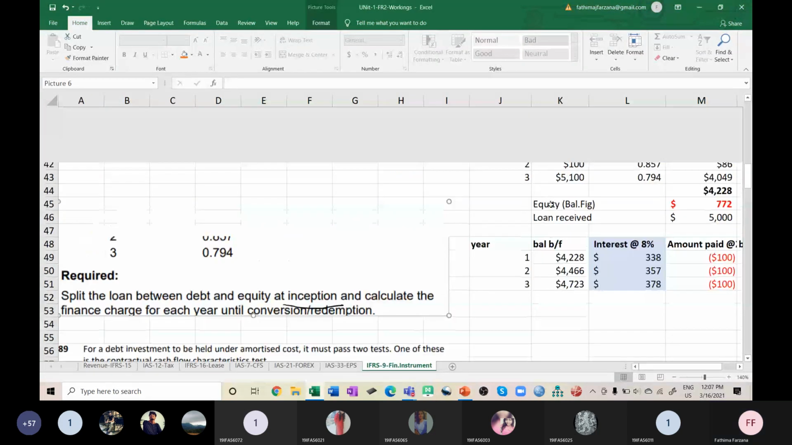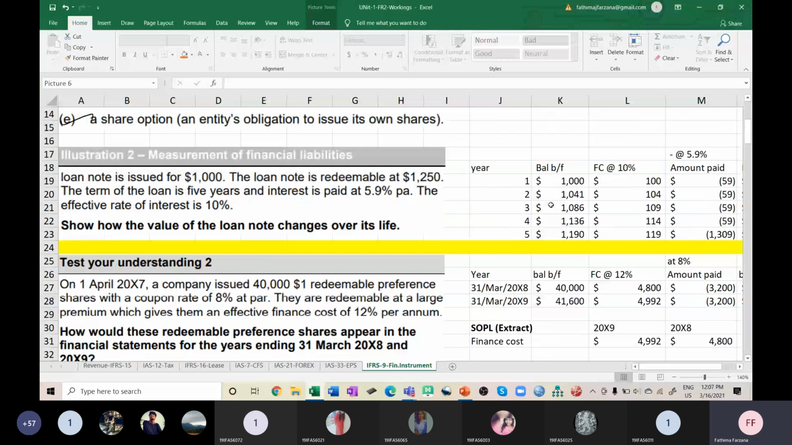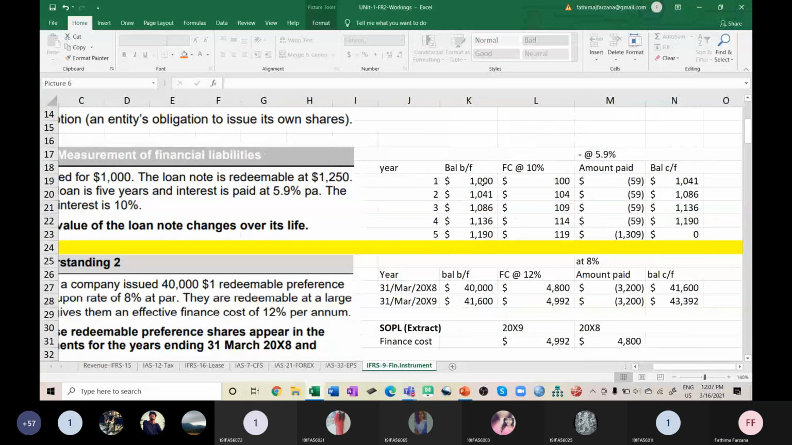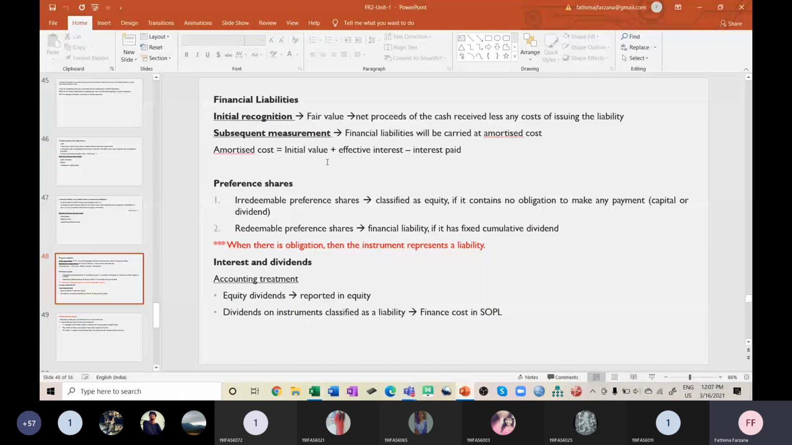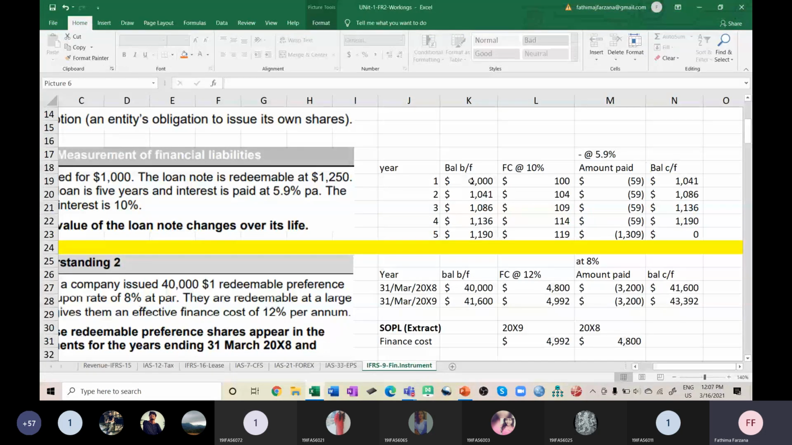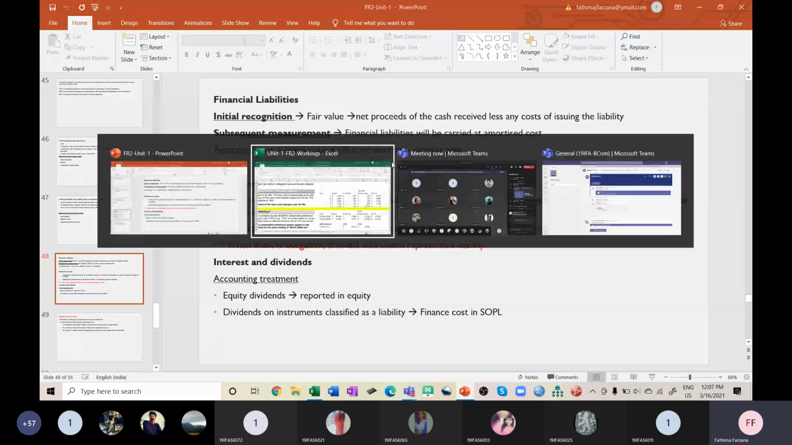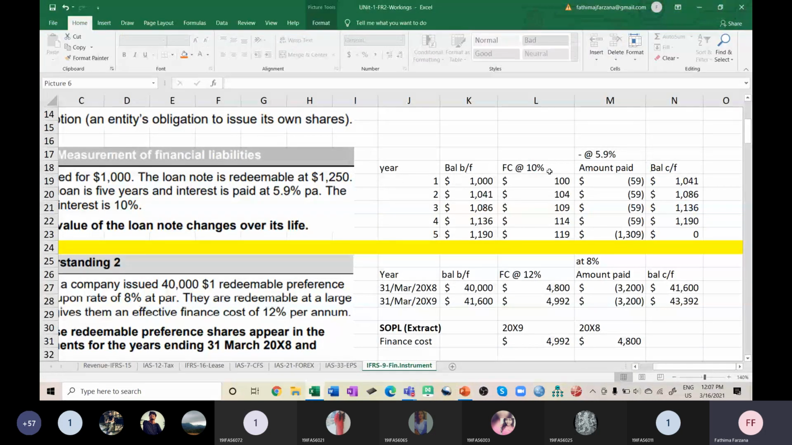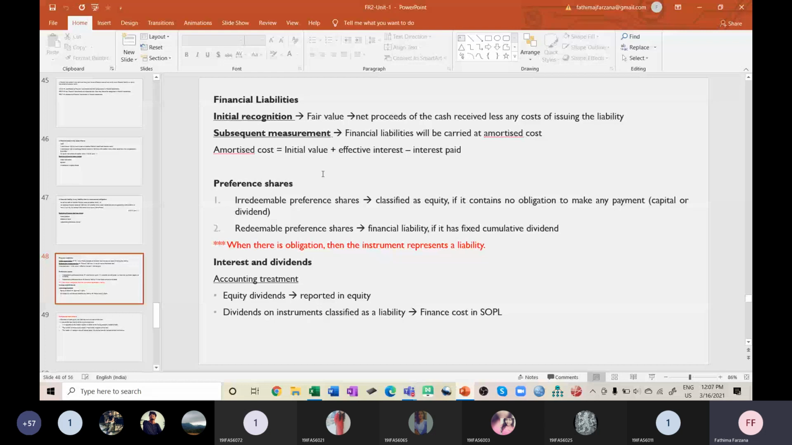See here the problem which we did. Okay, the market rate is 10%. That is the effective rate, and the coupon rate, which is mentioned in your loan, or how much you are paying every year, will be the amount paid. So this is what is mentioned here. Initial value, that is the balance brought forward, plus effective interest, that is your finance cost at 10% market value, minus interest paid or amount paid. So this is the amount we are paying. That will be your closing balance, that is the amortized cost. Fine.